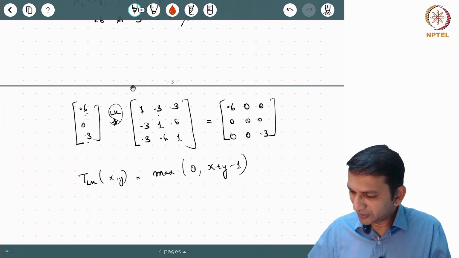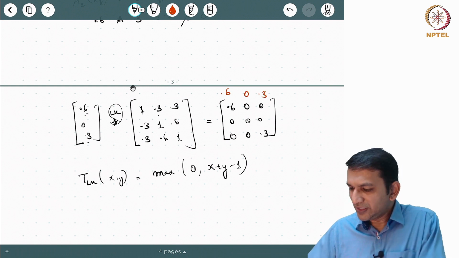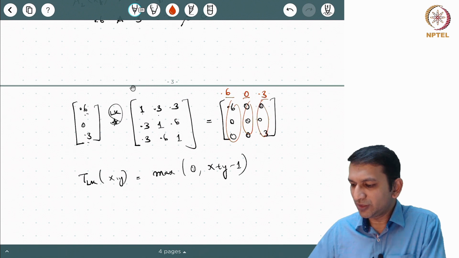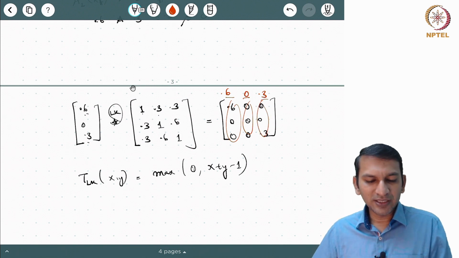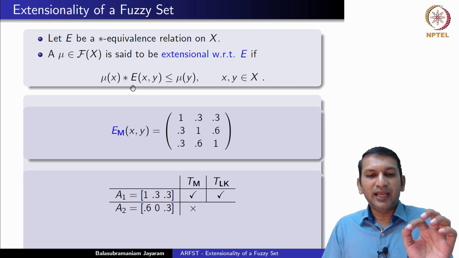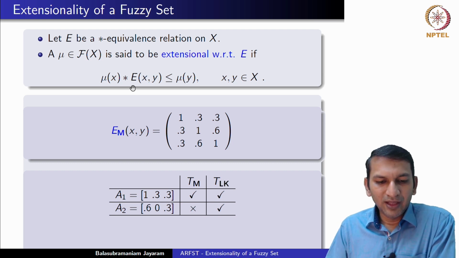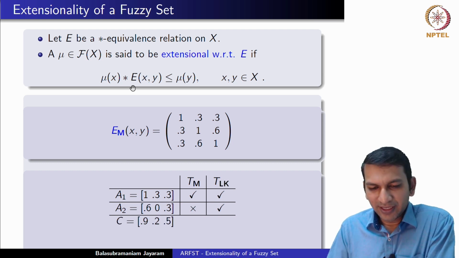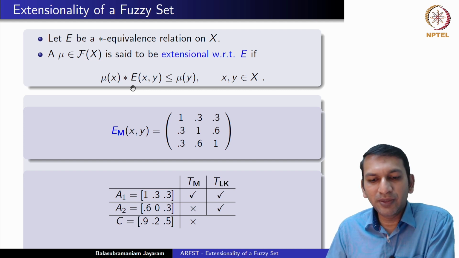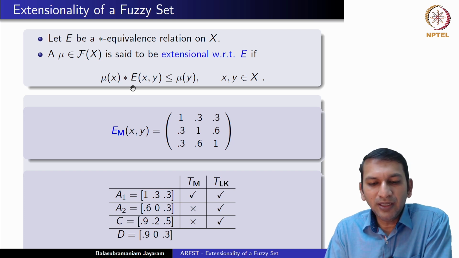If we write out the corresponding A2 here, 0.6, 0, 0.3, we see that this is dominated by 0.6, this is dominated by 0, this is dominated by 0.3, which means this fuzzy set is in fact extensional with respect to EM and the Lukasiewicz T-norm. Now, if you consider this fuzzy set, it can be easily verified it is not extensional with respect to EM and min. However, it is extensional with respect to EM and T_L.